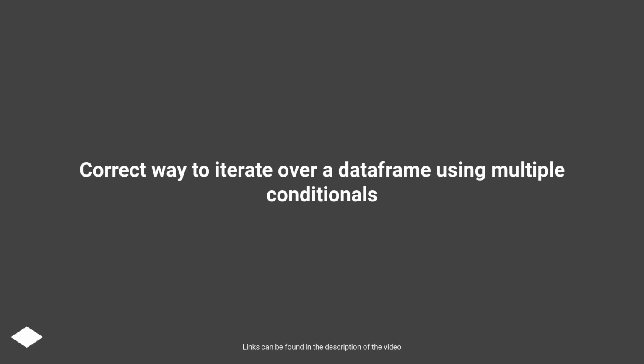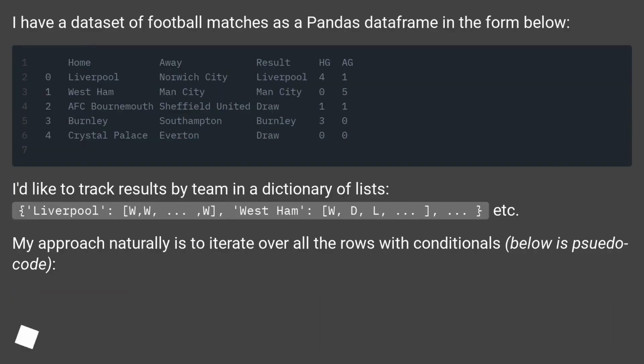Correct way to iterate over a data frame using multiple conditionals. I have a dataset of football matches as a pandas data frame in the form below. I'd like to track results by team in a dictionary of lists.